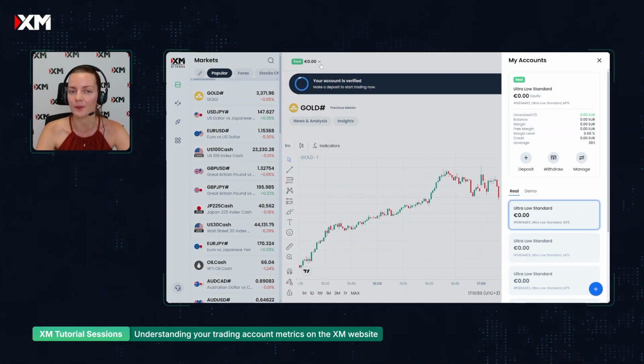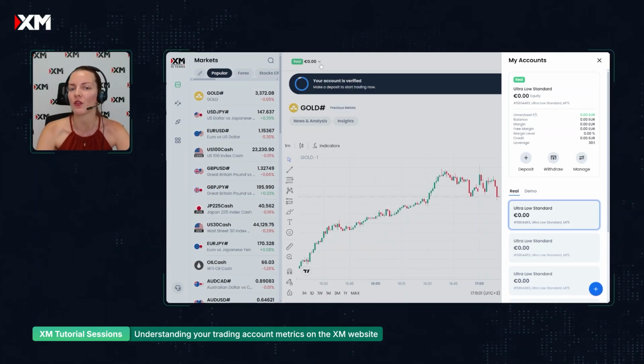Unrealized PL. This shows the profit or loss from your open trades. It changes in real time as prices move and only becomes final when you close the trade. Balance. This is your total account balance. It doesn't include your open trades, just the money you've deposited and any realized profits or losses.